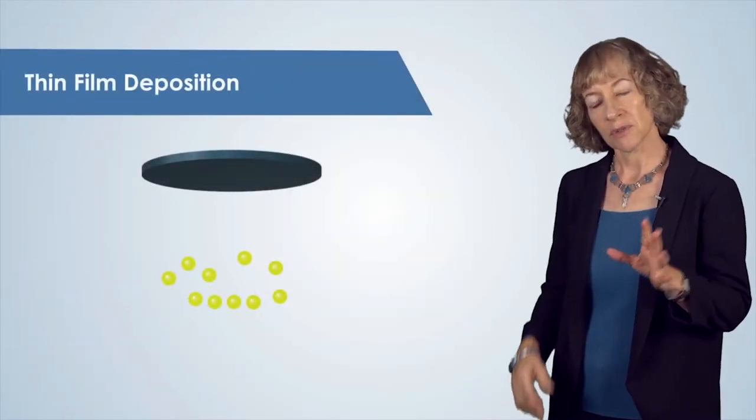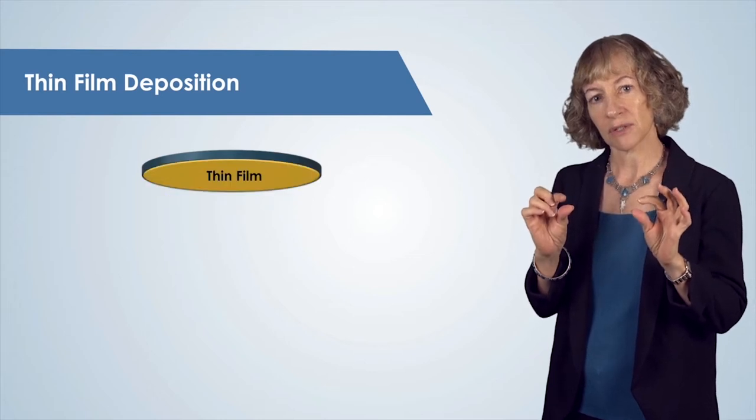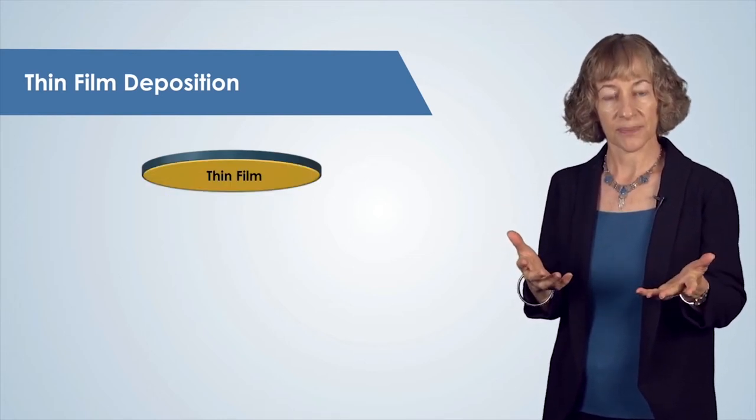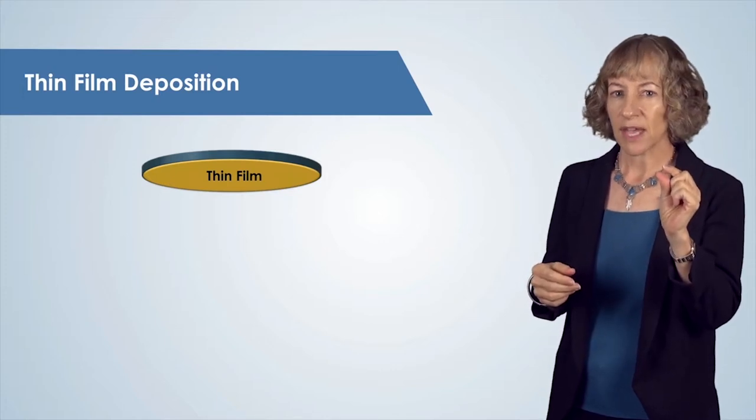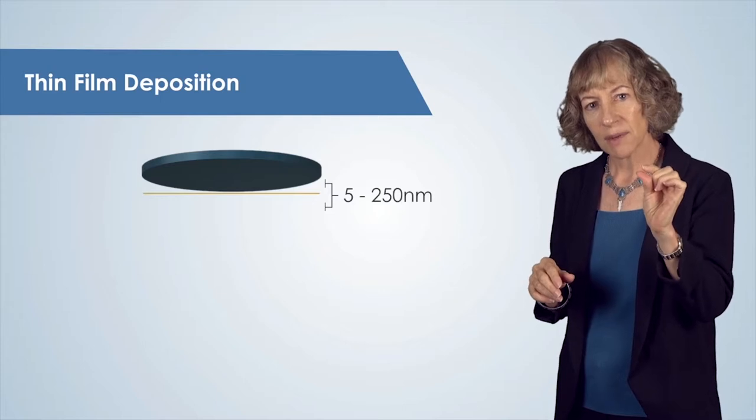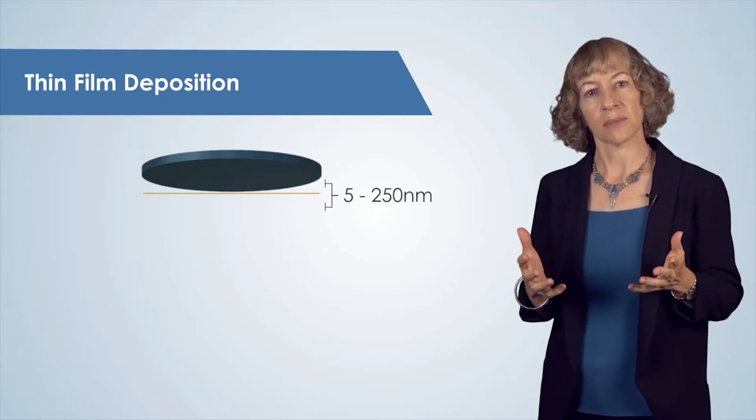Hello, I'm Nan Jokerst, and this is our in-depth video about sputter deposition of thin films in a vacuum system. We use vacuum systems to deposit thin layers of materials, such as metals and insulators, onto our substrates. The thicknesses of these vacuum deposited layers are very thin, on the order of 5 nanometers to 250 nanometers.